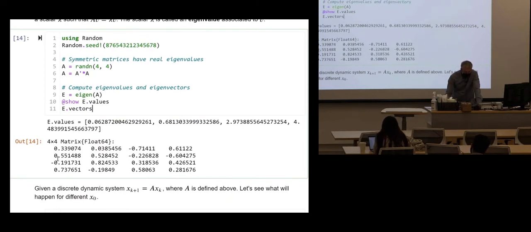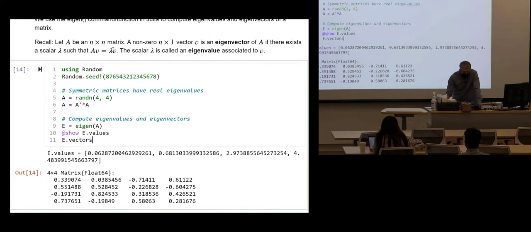So what this means is A multiplied by this column vector will be equal to 0.0628 blah, blah, blah times the vector. A times the second column vector will be 0.6813 times that column vector. A times the third vector in here will be 2.97 times the vector. And A times this vector will be 4.483, etc. So AV equals lambda V.